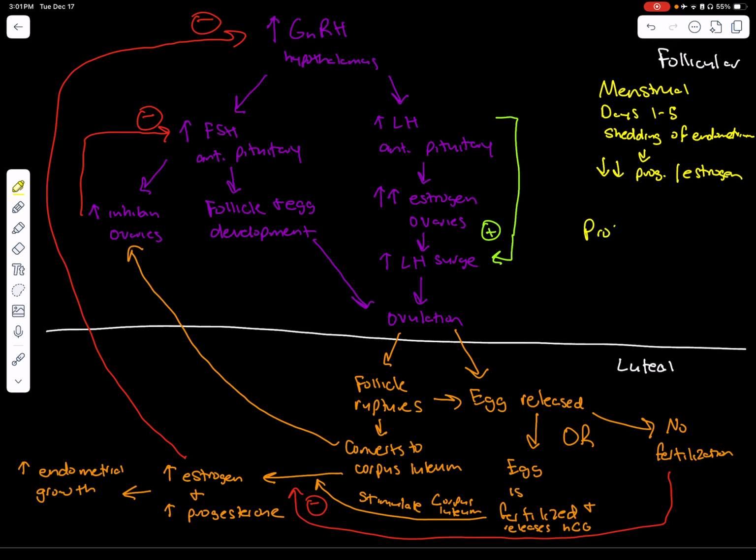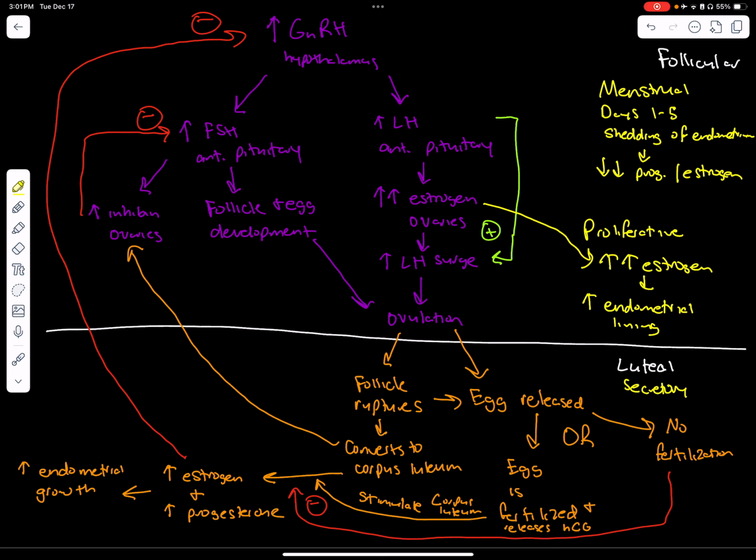So this is where the proliferative phase comes in. The proliferative phase occurs due to this increase in estrogen, right? We have this increase in estrogen, and this leads to increased endometrial lining. So during the proliferative phase, estrogen is dominant. And then you've got the luteal phase, which corresponds with the secretory phase. What's happening here, and I'm just going to highlight it over here, is that progesterone is going to further increase that endometrial growth. But I would argue that it's primarily due to this progesterone.